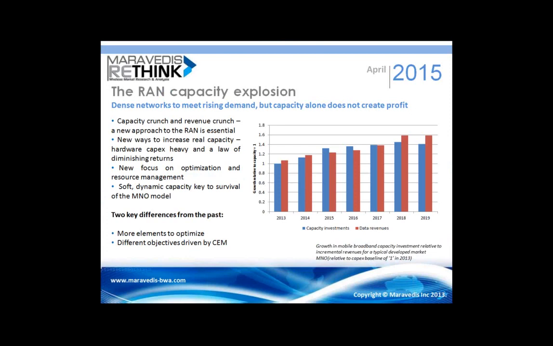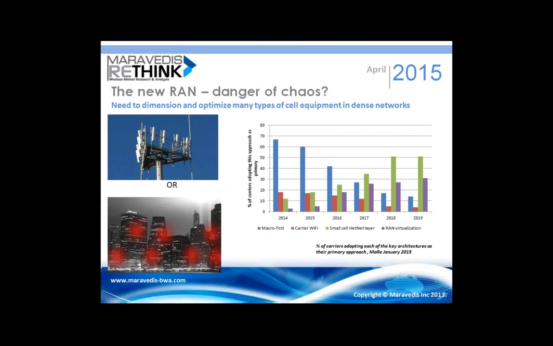And while they're thinking about that, there are two very key differences when optimizing a network compared to the past, 2G and 3G. There are far more elements that need optimizing, and it's a much more complex task when you're actually dimensioning an access network. And there are quite different business objectives, which are being heavily driven by the customer experience, as we'll explore briefly now. So on the first point, the RAN actually looks extremely different.